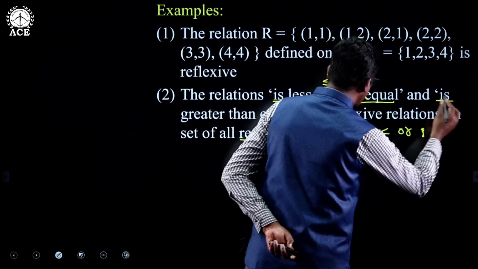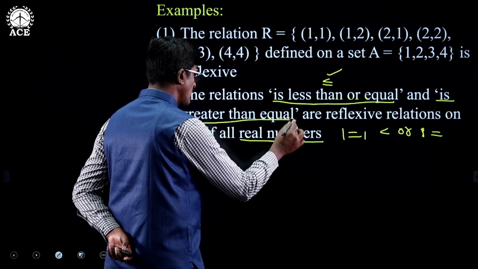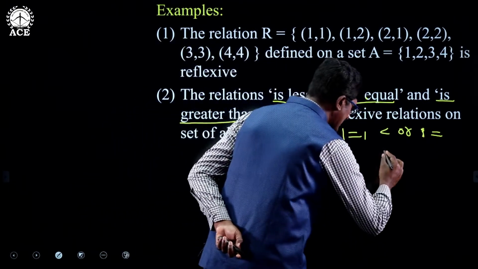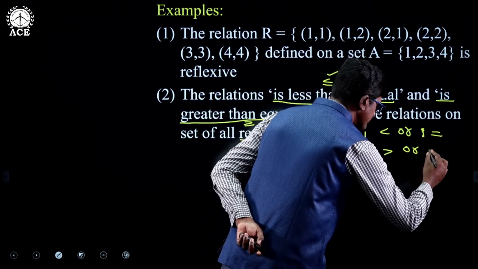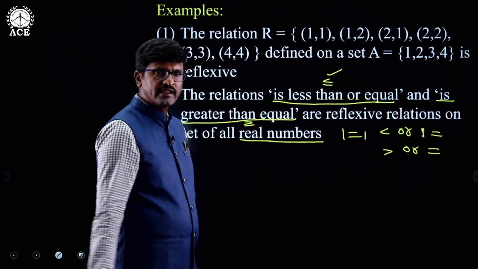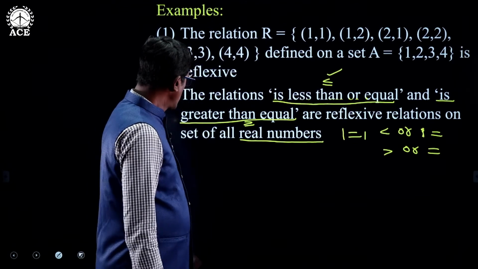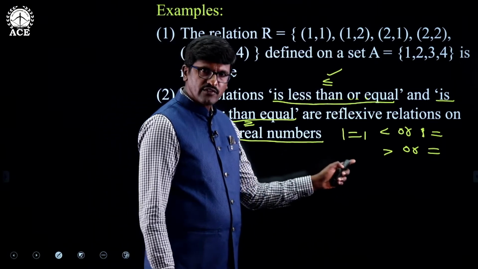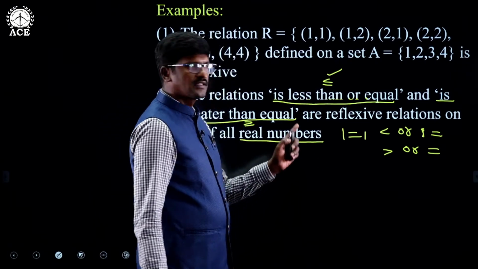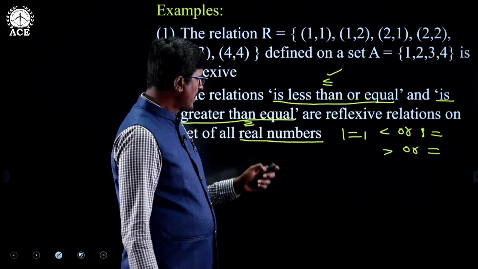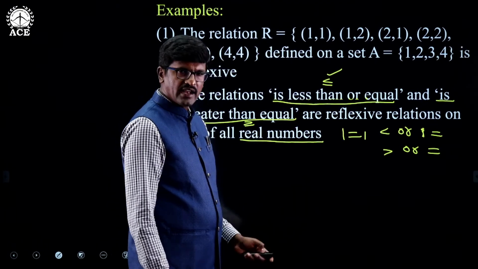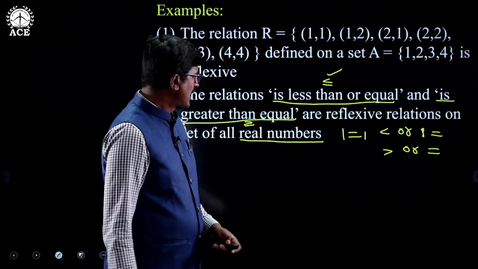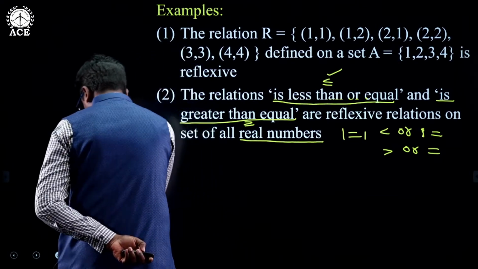Similarly, the relation greater than or equal to, which is written like this. It can be either greater or it can be equal. So, the relation greater than or equal to on the set of real numbers is also a reflexive relation because every real number is equal to itself. So, the relations less than or equal to and greater than or equal to on the set of all real numbers are reflexive relations. Now, I will see one more example.